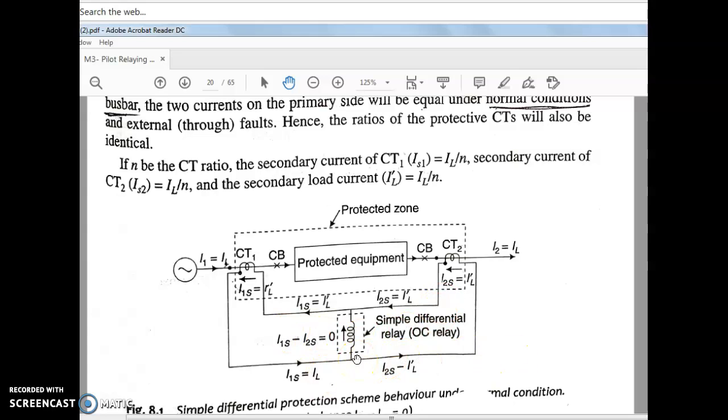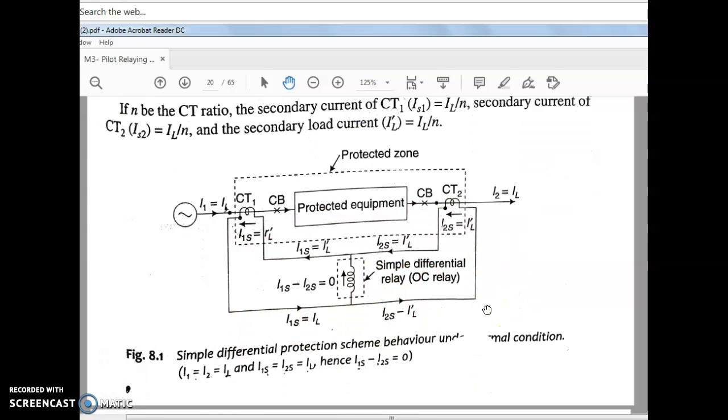Now the behavior of the simple differential protection during the normal condition we are going to discuss. During the normal condition, what happens? Usually both side currents should be equal. I1S is the secondary current at this side, and here the secondary current is I2S. Both are equal. Therefore I1S equals I2S, or we can write I1S minus I2S is equal to 0. This is in the normal condition or during external conditions. Here they have given the conditions, right?